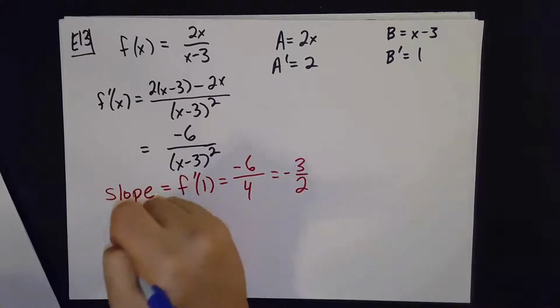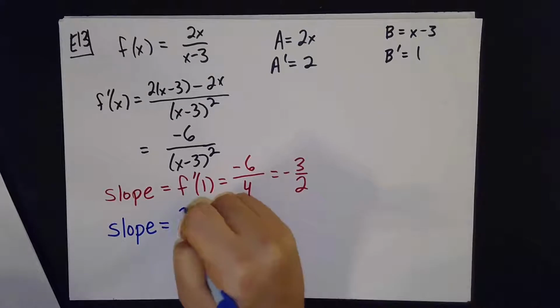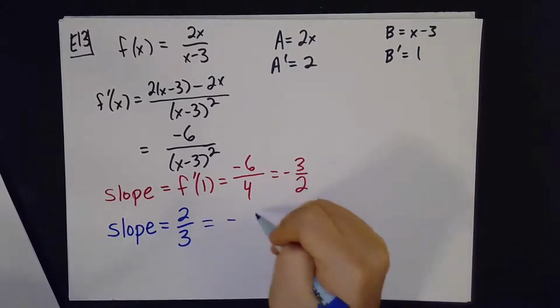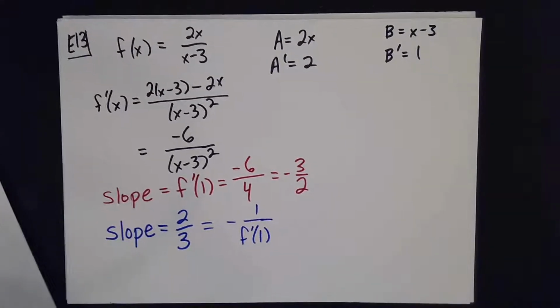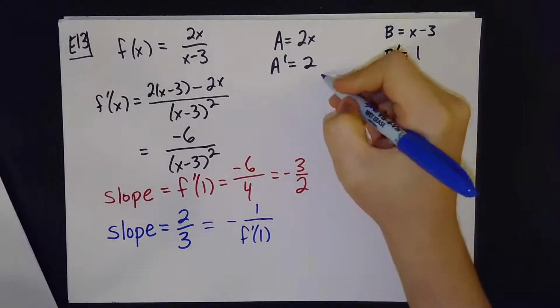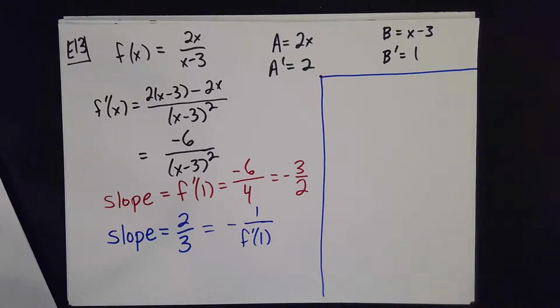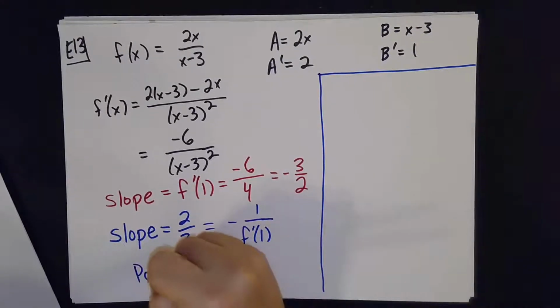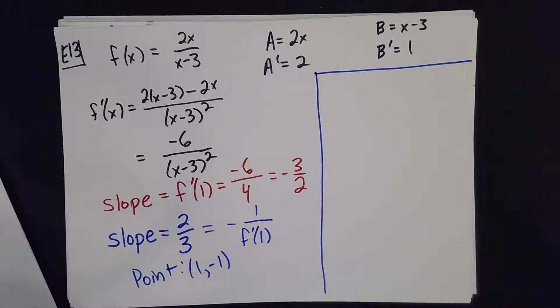Namely, its slope is 2/3. Okay. And where did that 2/3 come from? It's just the negative reciprocal of the slope of the red line. Okay, so now I have the slope of the blue line, and I know the line passes through the point 1, minus 1, so I can go ahead and find its equation.